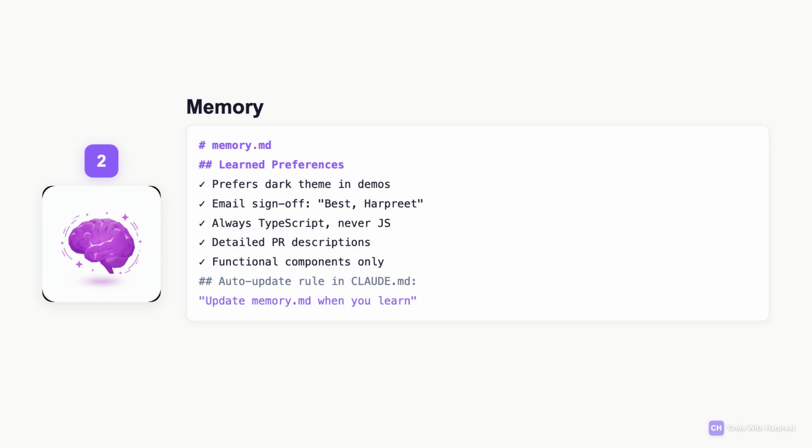Your email sign-off, remembered. Your favorite design patterns, saved. The way you name variables, locked in. This compounds over time. After a week, your agent barely makes mistakes. After a month, it feels like it has worked with you for years. Most developers skip this step and wonder why their agent never improves. Memory is the difference between a tool and a teammate.